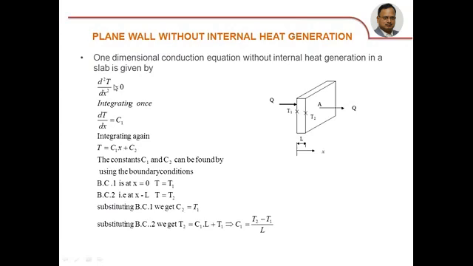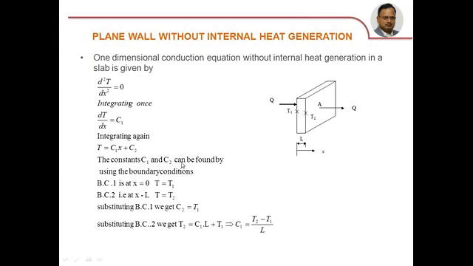Integrate it once, you will get dT by dx equal to C1. Again integrate it, you will get T equal to C1x plus C2. So this equation consists of two constants, C1 and C2, and it gives the temperature as a function of x. So this is the temperature distribution equation in a slab as a function of x.